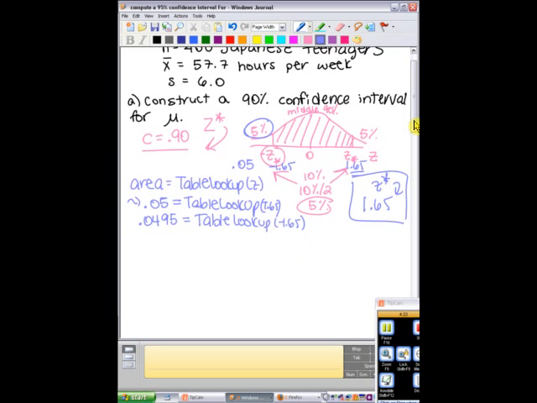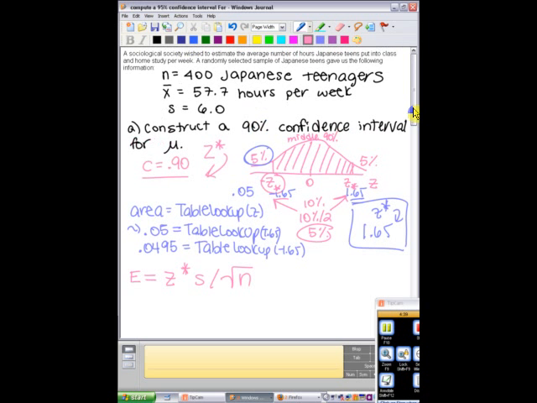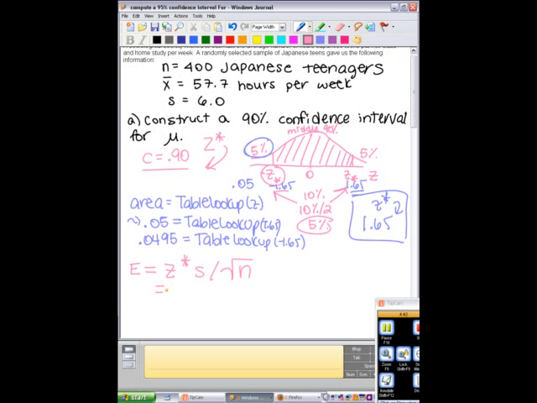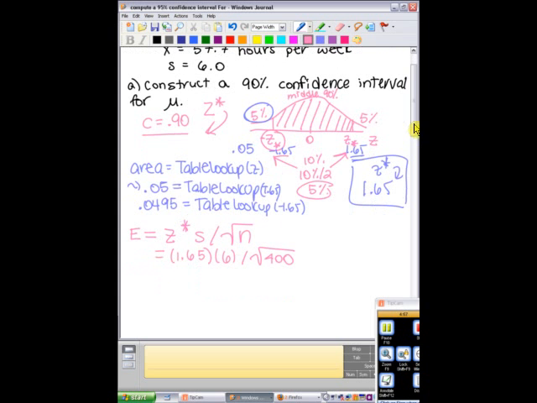Next, we're going to find the error. The error, remember, is z star times s divided by the square root of n. We have all this information, so we're just going to plug it into the formula. Our z star we just found was 1.65. Our s is 6. And we're doing the square root of 400. Finally one I could do in my head. That would be 20.